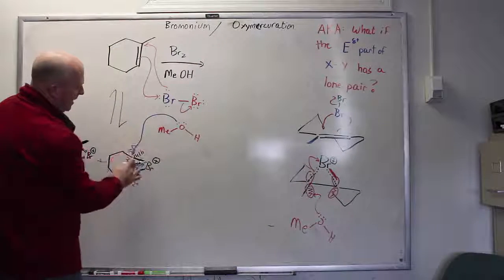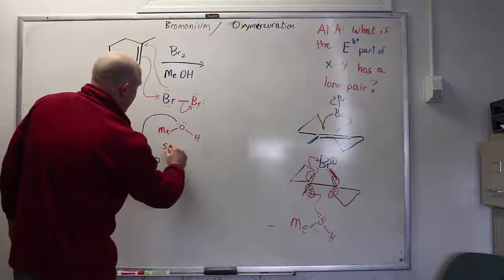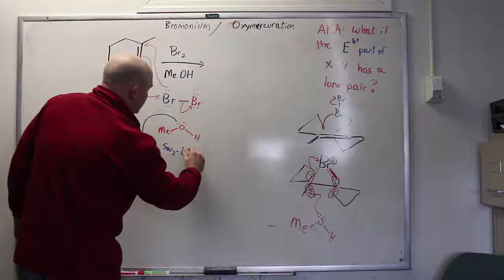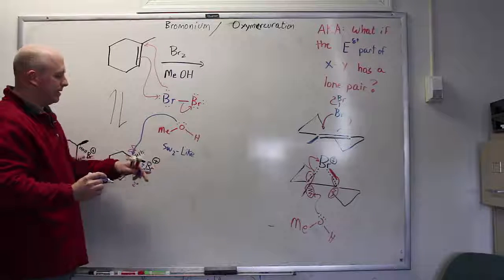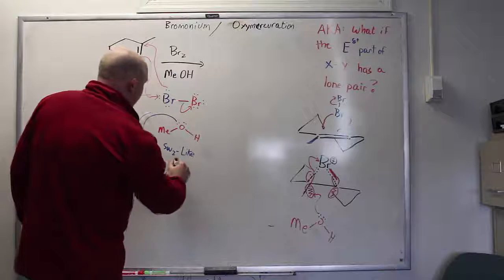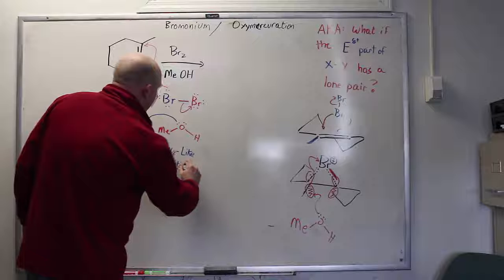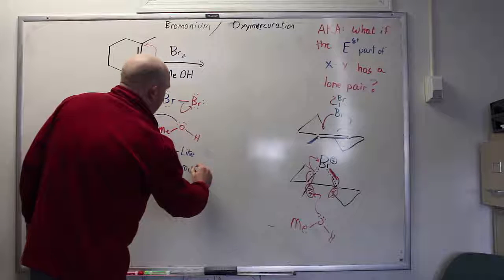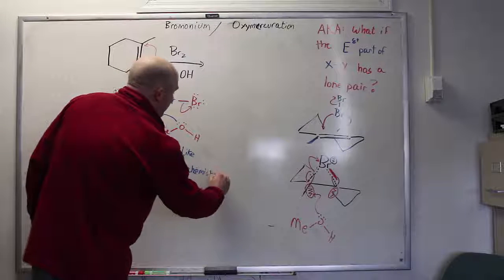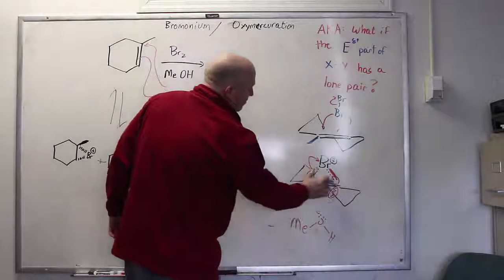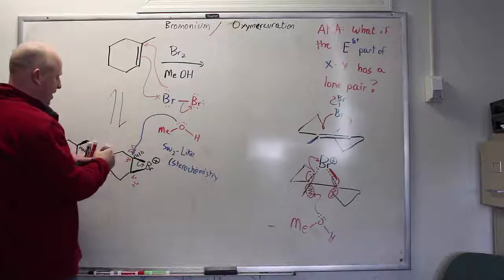So this will happen via an SN2-like process, and again, it's not truly an SN2, but the stereochemical result is that of an SN2. So this is SN2-like from the perspective of the stereochemistry. It has to come from the backside of the bromine, and again, that's most vividly illustrated by this image. So the methanol adds from the backside.